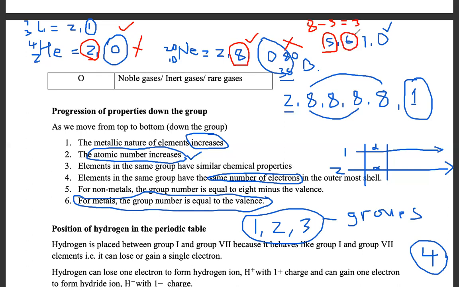Oxygen has got 6 electrons in the outermost shell, but its valence is 2. It's 8 minus 6, which gives us 2. Chlorine, fluorine, bromine, iodine have got a valence of 7. So when this 7 is subtracted from 8, we're going to have the valence of 1.